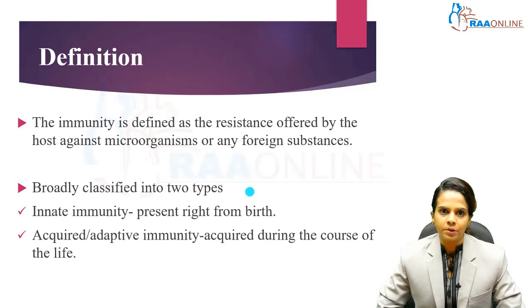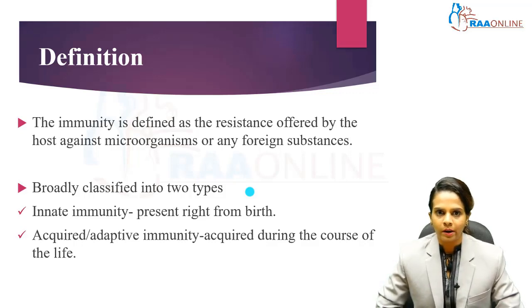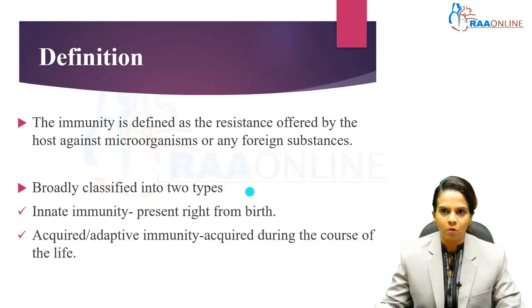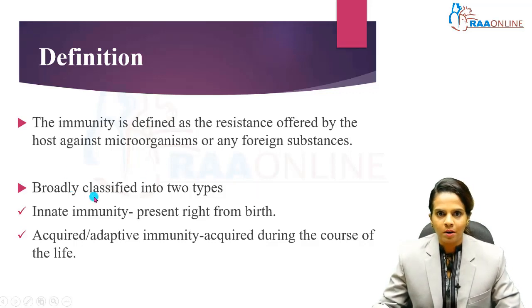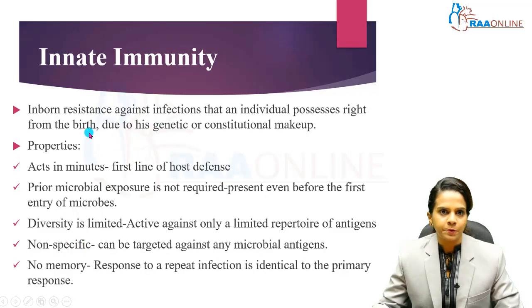So coming to the definition. The word immunity is derived from the Latin word immunitas, that is freedom from disease. Immunity is defined as the resistance offered by the host against microorganisms or any foreign substances. It is broadly classified into two types, that is innate immunity and acquired or adaptive immunity. Innate immunity is immunity that is present right from birth, whereas acquired immunity is acquired during the course of life. So what is innate immunity?